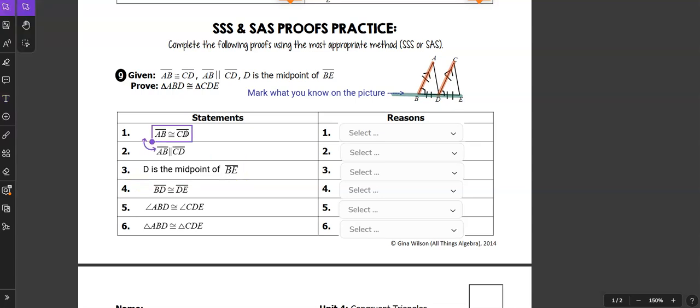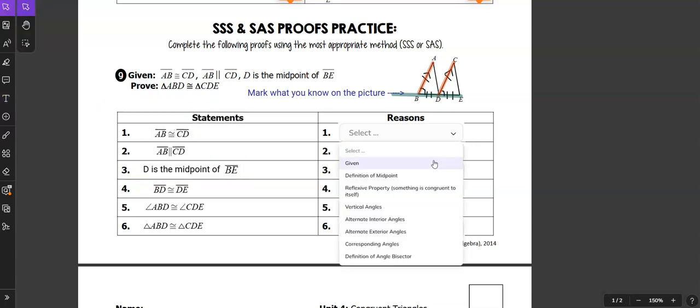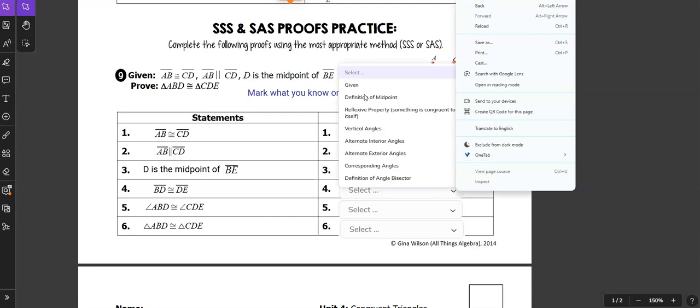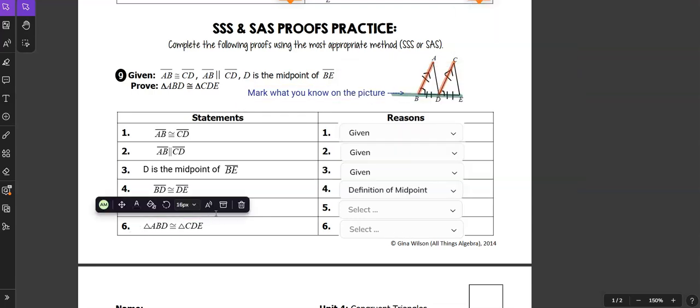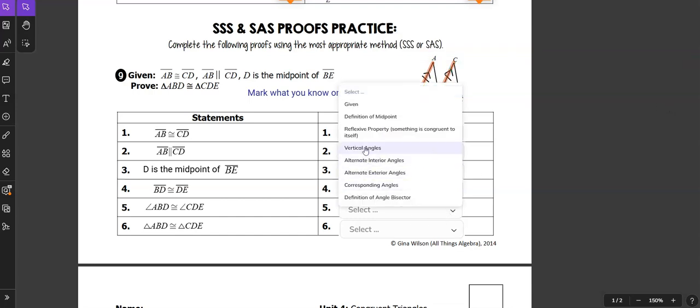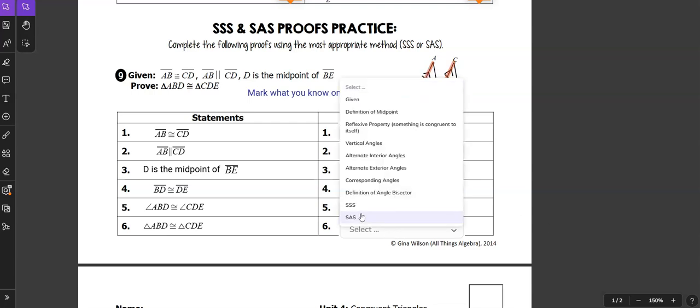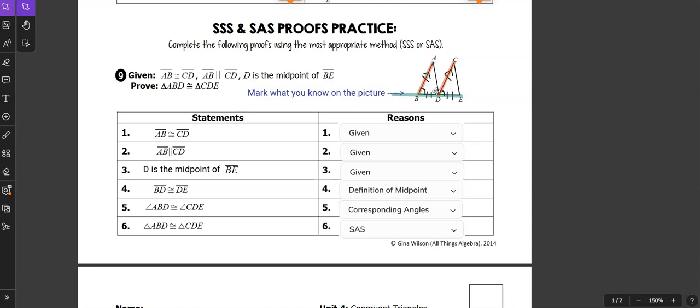All right, so AB is congruent to CD. We know that because they told us so. And AB being parallel to CD was also given information. And D being the midpoint is also given information. So then we think about, why did I mark BD and DE congruent? Well, because D is the midpoint. ABD, it's this angle here, and CDE are congruent, again, because they are corresponding angles. And so now we have side, angle, side. So they are congruent by side, angle, side.